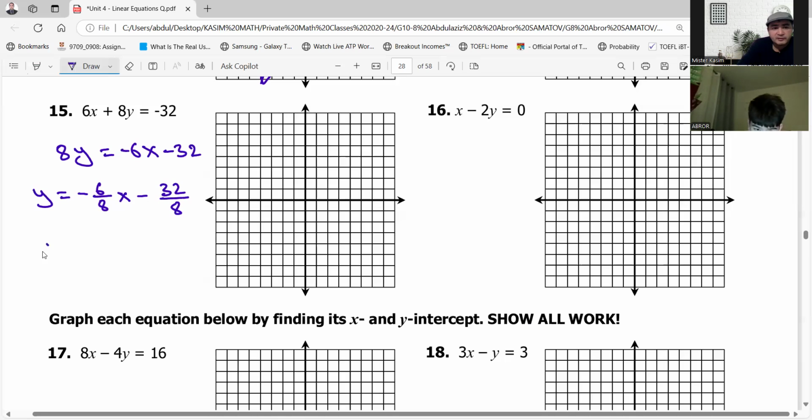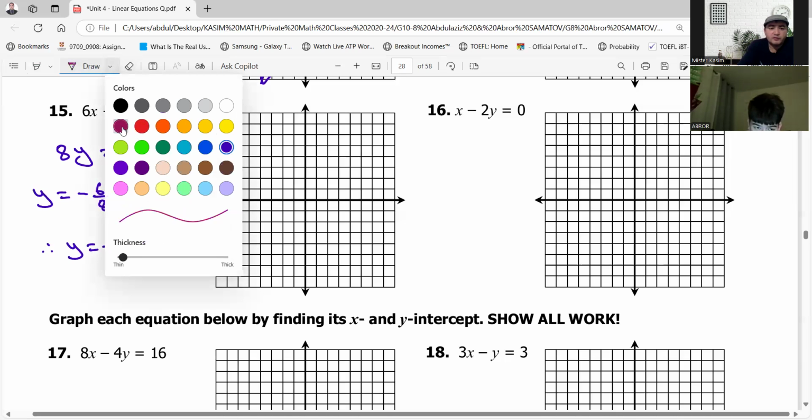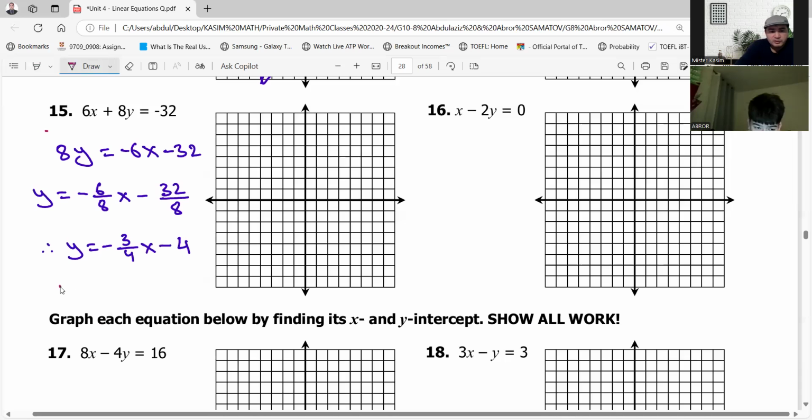Now we can simplify this. Y equals 6 over 8. Both numbers are divisible by 2. So divide by 2, 3 over 4, x. Minus 32 divided by 8 is 4. So slope-intercept form is negative 3 over 4, x minus 4. So from this equation, what is slope? Slope is negative 3 fourths, and y-intercept is negative 4. Right?